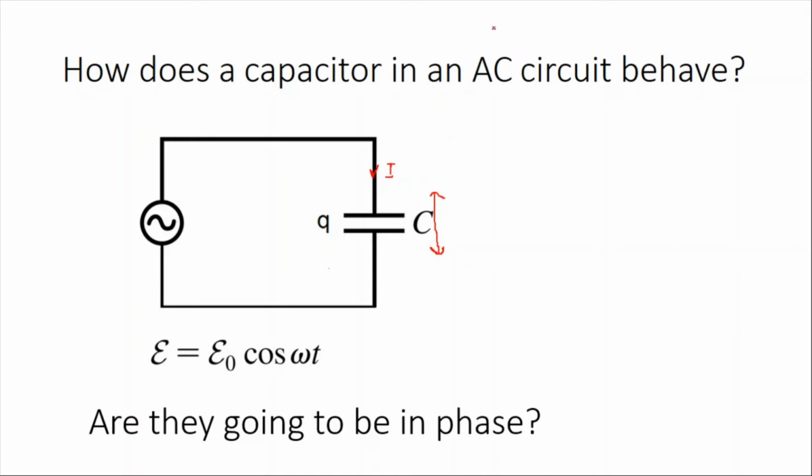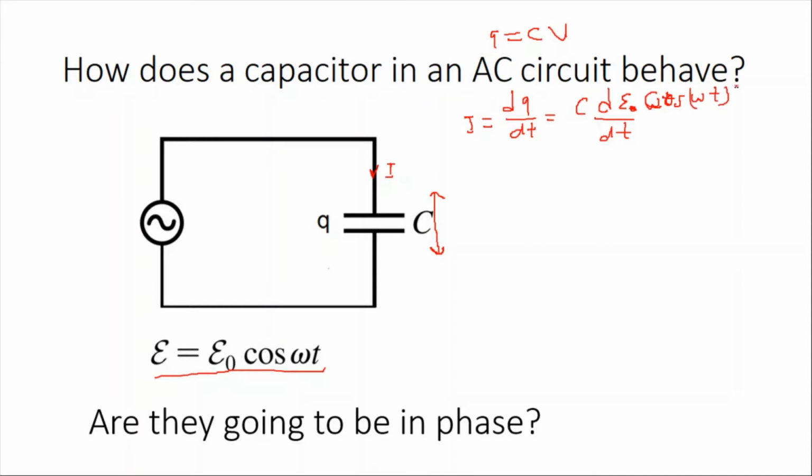So we know that Q is equal to CV, and also we know that the current is equal to dQ over dt. So instead of Q, I'm going to write CV. C is a constant, so it is C times dV over dt, and V is equal to the source voltage, epsilon 0 cosine omega t. If we take the derivative of this function, then we are going to get that the current is equal to negative C omega epsilon 0 sine omega t.